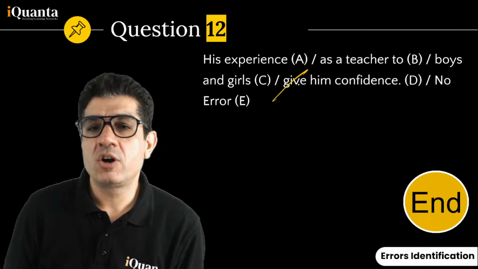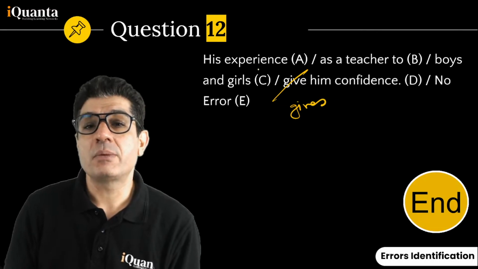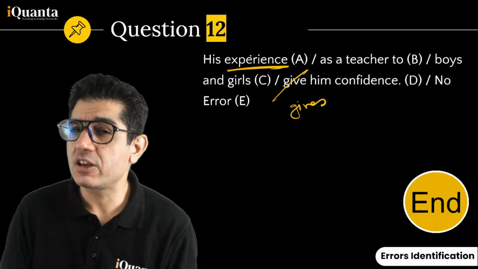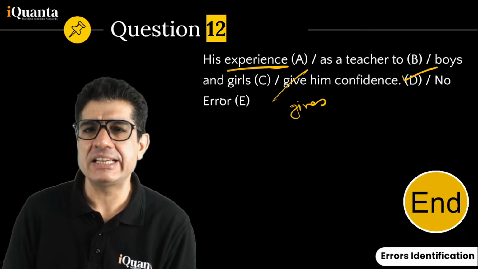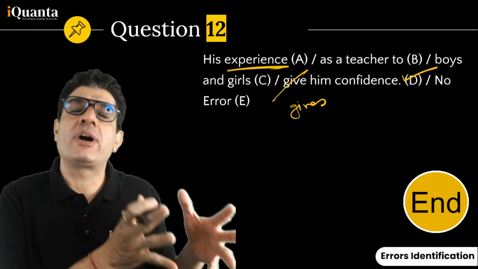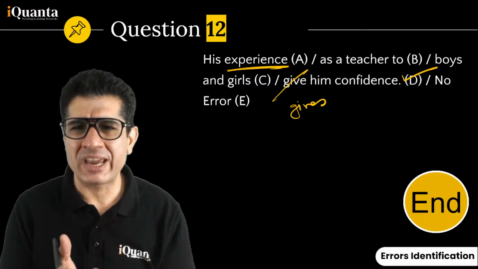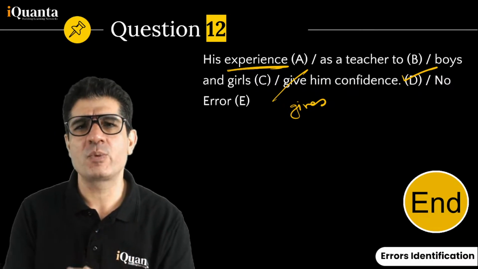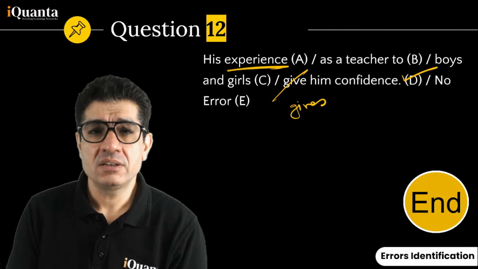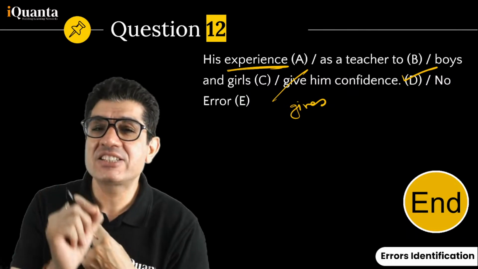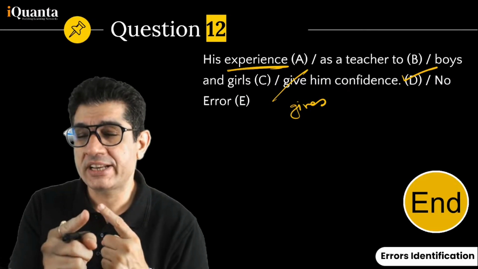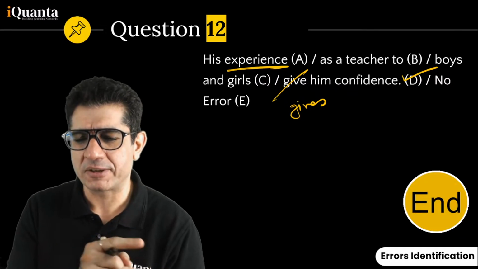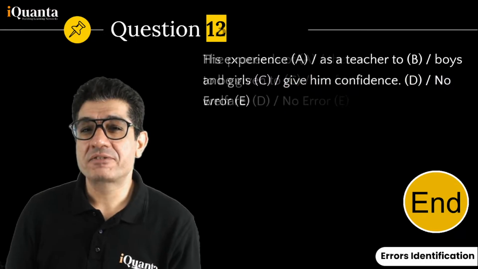Okay. So should be gives. Why? The subject of the verb is experience. So you need a singular verb, right? Gives. So the answer is D. His experience as a teacher to boys and girls. Teacher for boys and girls is also okay, but teacher to boys and girls is not wrong. To is already right there, nothing wrong with it. Okay, so but then that give has to be gives. You know in simple present tense, when the subject is singular, the verb must have an s or an es added to it. Right? So that's 12th. 13th.